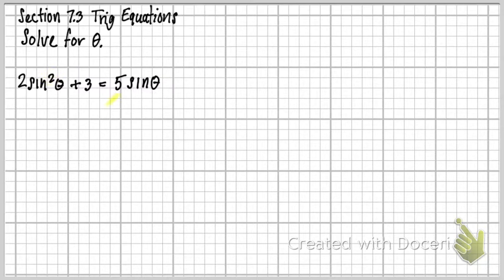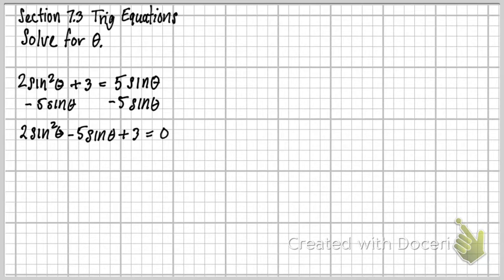So now I'm going to subtract 5 sine of theta from both sides. Now I can't add those together or subtract these together here because one's a squared, one's not. So they're what we call not like terms. So that's the idea we're using here. So all I can really do is write it this way, 2 sine squared of theta minus 5 sine of theta plus 3 equals 0.